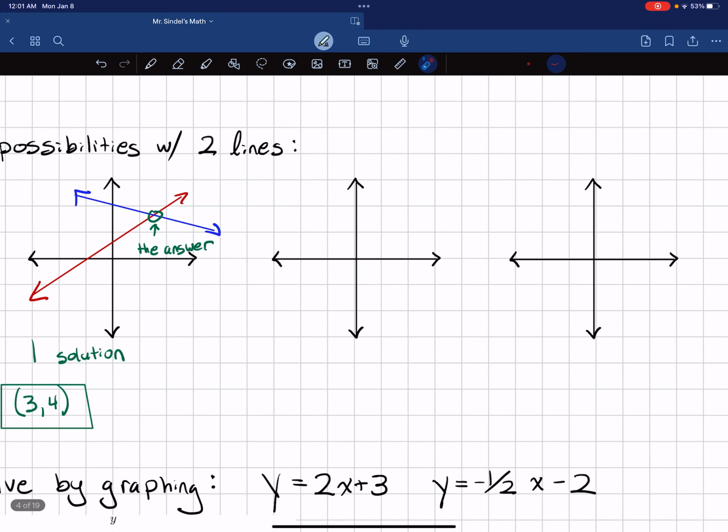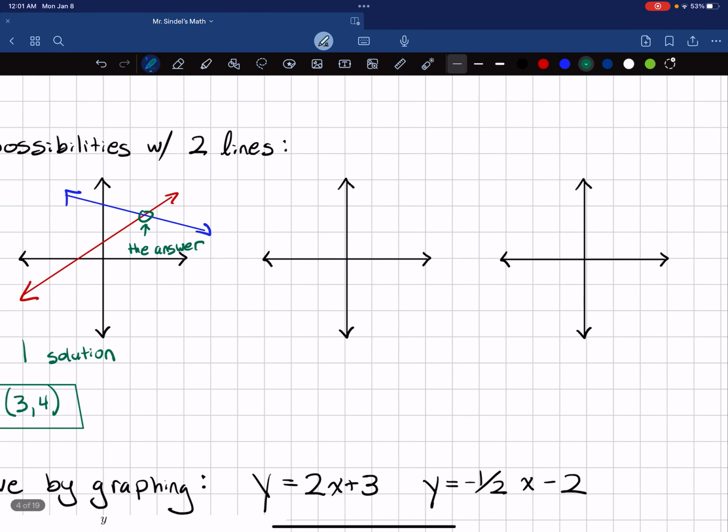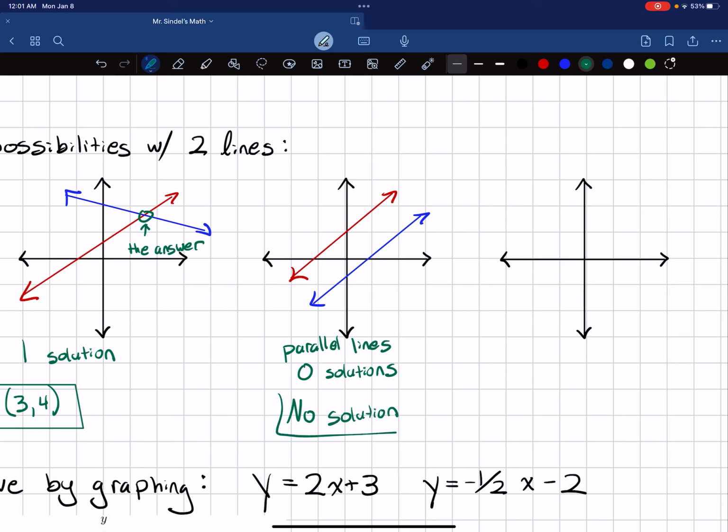Okay, what's another possibility if you have 2 lines? Well, another possibility is you have a line that goes maybe like this. And your second line also goes with the same slope, and they never, ever touch. So if this happens, then these are called parallel lines. Whenever you have parallel lines, that means you have no solutions, so 0 solutions. And what you'll write for your answer is no solution. And you'll box that.